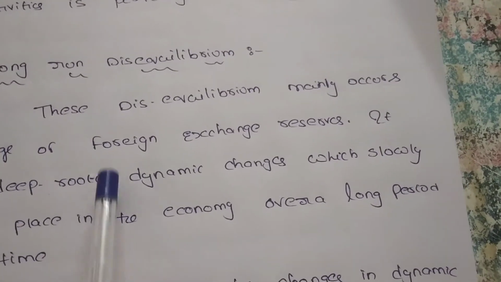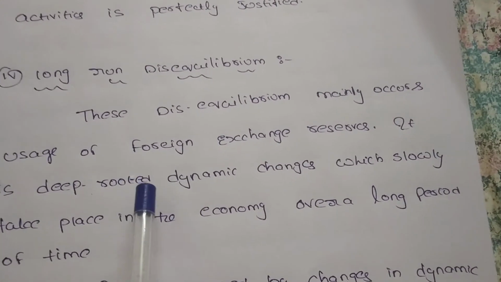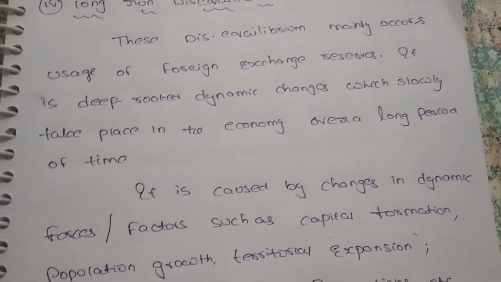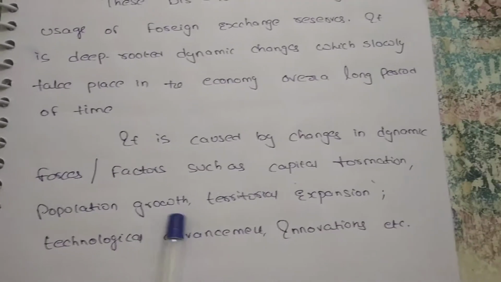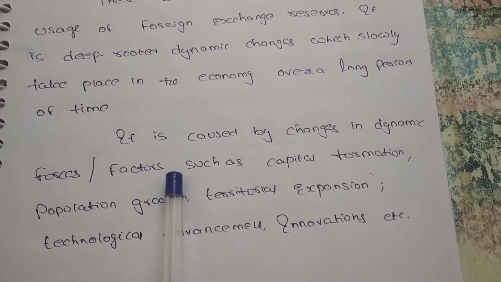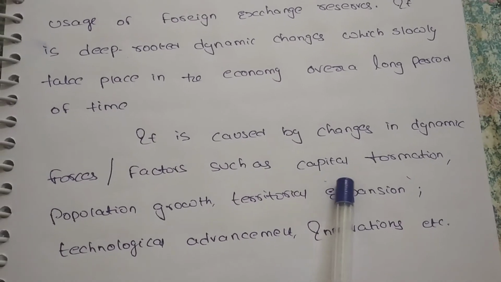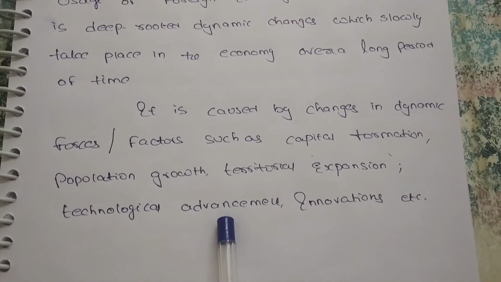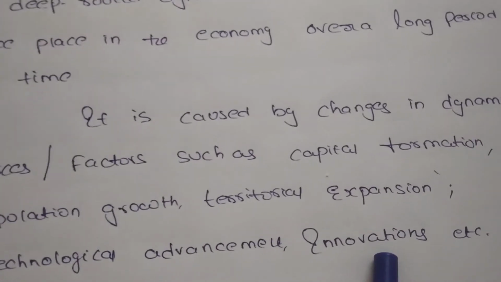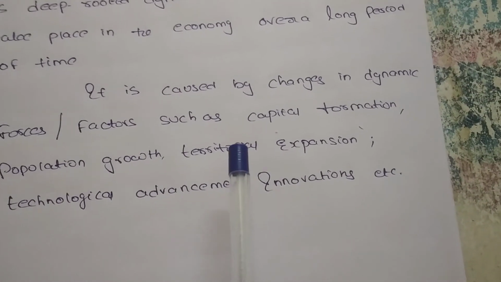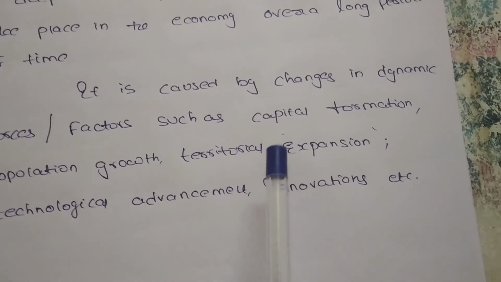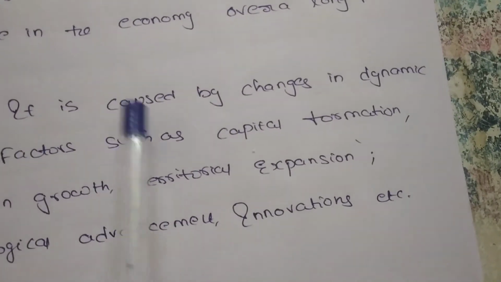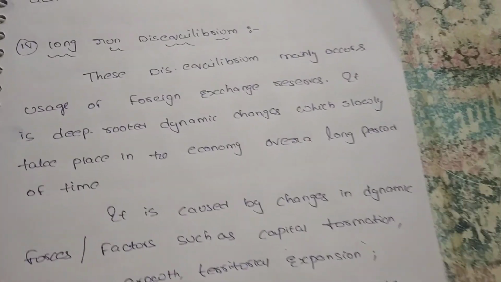Long-run disequilibrium is dynamic and deep-rooted, and it takes place slowly in the economy over a long time. It is caused by changes in dynamic factors. What are the dynamic factors? They are capital formation, population growth, territorial expansion, technological innovations, and investments. For all these factors, we can say there are dynamic factors. For changes in capital formation alone, long-run disequilibrium will arise. These are the types of disequilibriums.